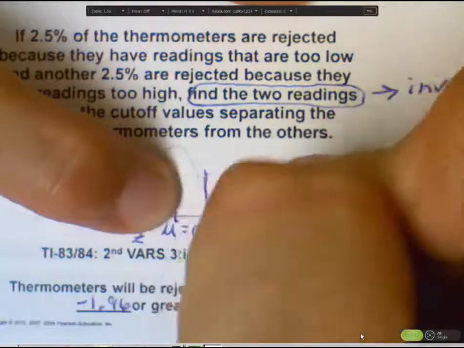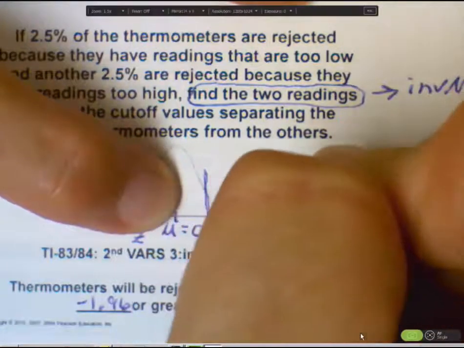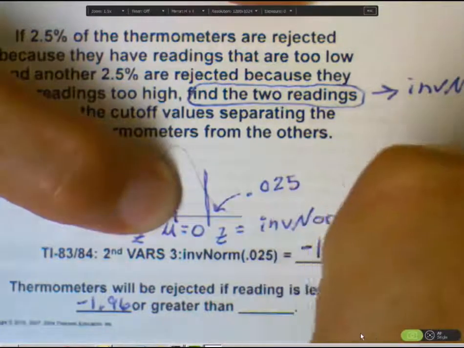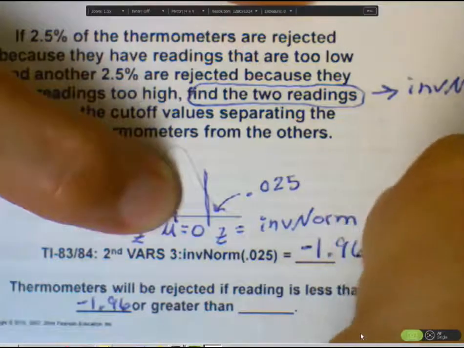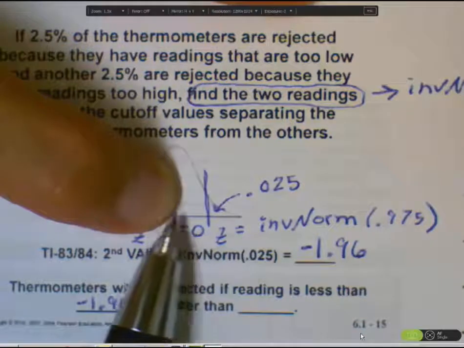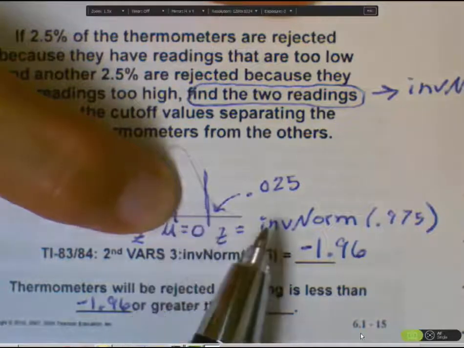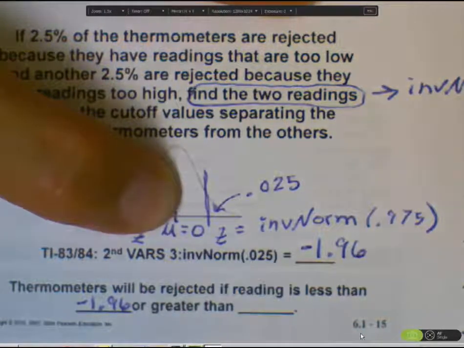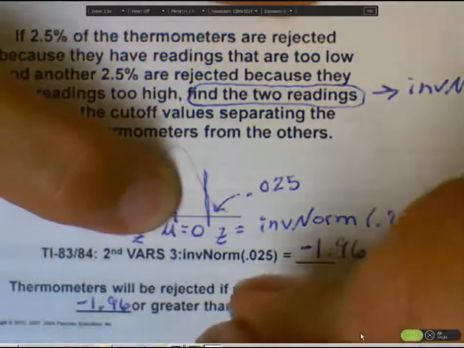To get this z-score, I'd have to enter inverse norm 0.975, because that's the area to the left, and that's what I always have to enter with inverse norm. Inverse norm 0.975 is positive 1.96.